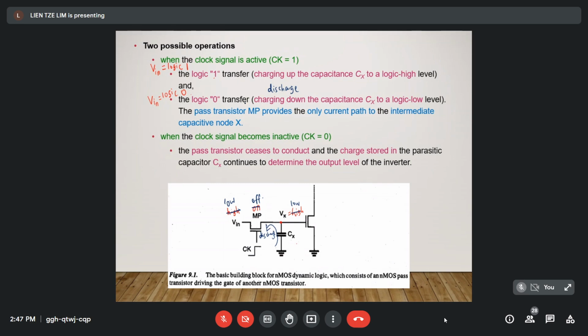Okay, and then another operation is when the clock signal becomes inactive. The pass transistor ceases to conduct and the charge stored in the parasitic capacitor Cx continues to determine the output level of the inverter. This means that when the Ck is 0, the transistor will stop operating, totally not operating, no matter whether the input is 1 or 0.